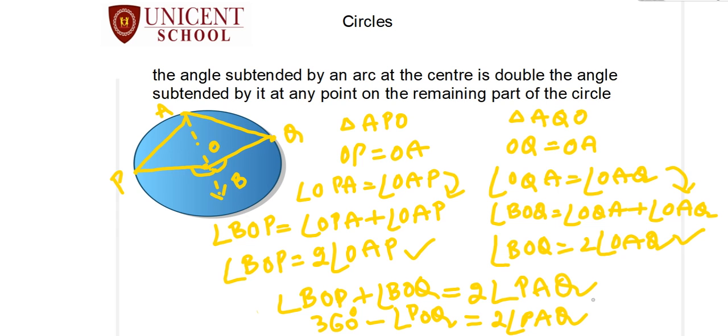Hence, the exterior angle here, which we got as a reflex angle POQ, is equal to 2 times angle PAQ. That is, the angle subtended by an arc at the center is double the angle subtended by it at any point on the remaining part of the circle. So as we have two possibilities, we have proved the two cases.